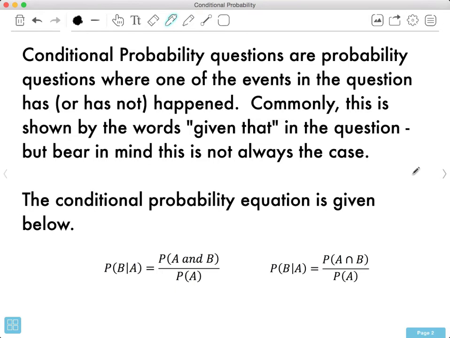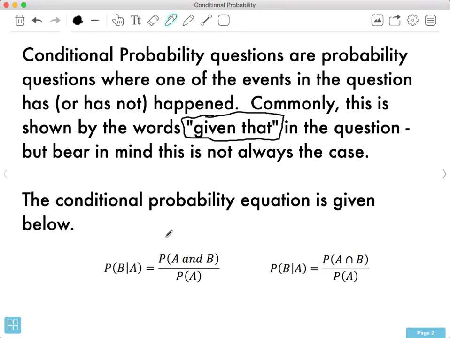The wording is awkward. You can tell if you're in a conditional probability question if you've been told that one of the events has or has not happened. Okay, typically has happened. They tell you that using the phrase "given that" something happened. If you see the words "given that" in a question, then 99% of the time it's a conditional probability question.